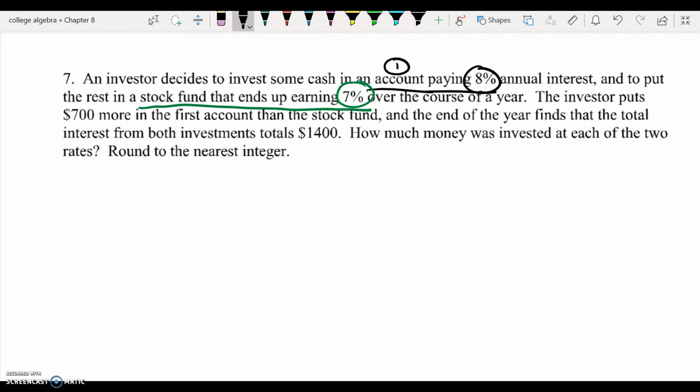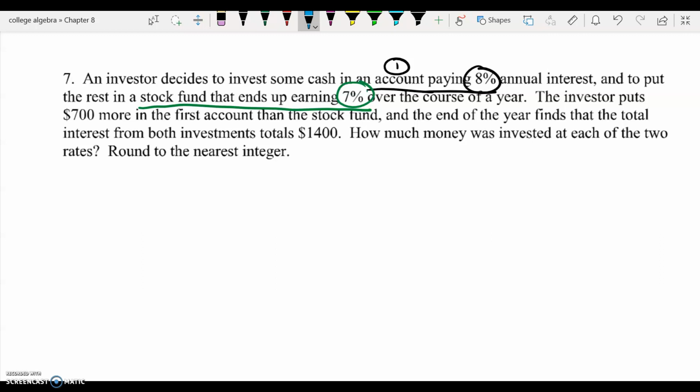It says the investor puts $700 more in the first account than the stock fund, and at the end of the year finds that the total interest in both investments totals $1,400. So he wants to know how much money was invested at each of the two rates. Here's what you have to do.